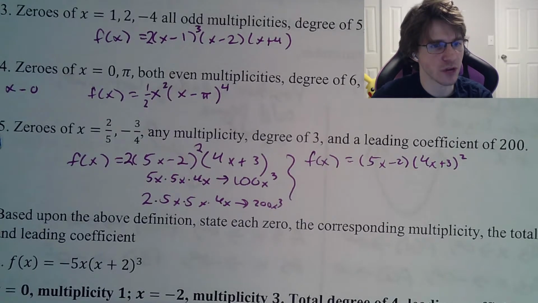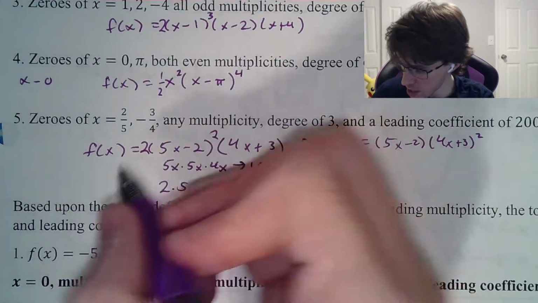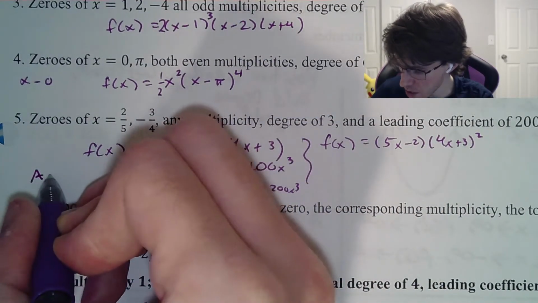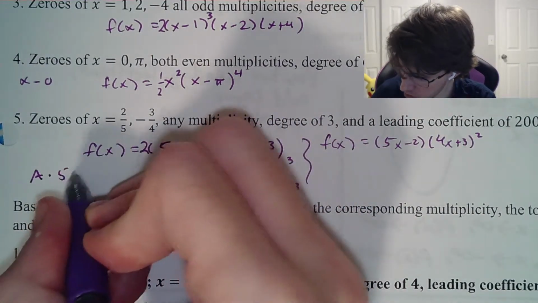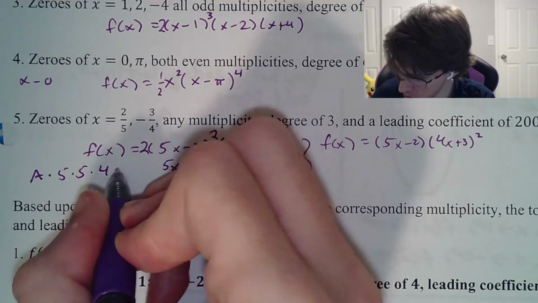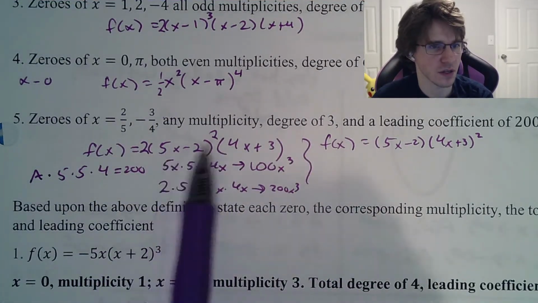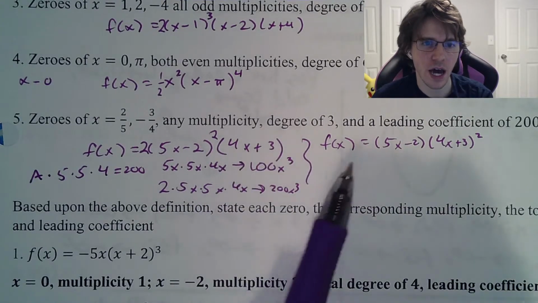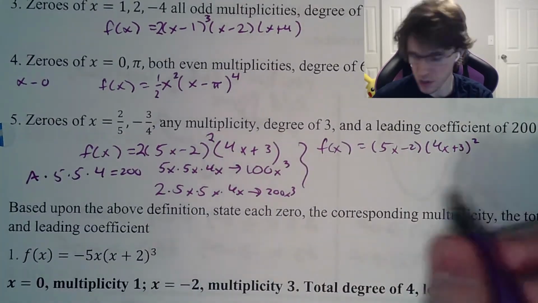If you wanted a way of actually solving this question, not just doing it in your head, what you could have done is say, hey, my leading coefficient is the letter A, and then we're going to multiply that by 5 times 5 times 4, and that has to equal 200. The 5 and the 5 come from this, and the 4 comes from here. However, if you were to write the question this way, you do not put a 2 in front because a different problem is going to show up.